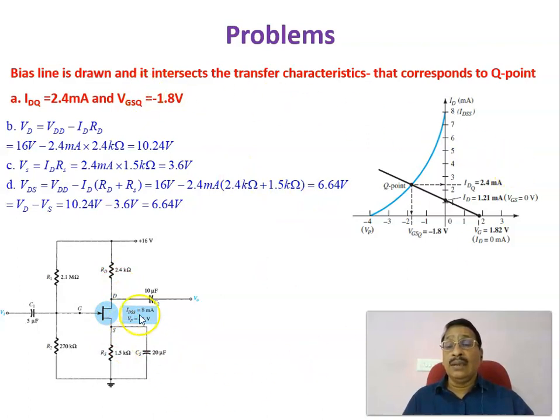Therefore, this is a voltage divider biasing technique, in which first you draw the transfer characteristics, then you draw the bias line, and the point of intersection is the operating point, corresponding to IDQ and VGSQ. From this value of IDQ, using the output equation, you can calculate the drain to source voltage at the operating point, or VDSQ.